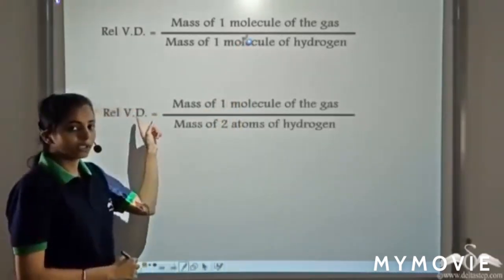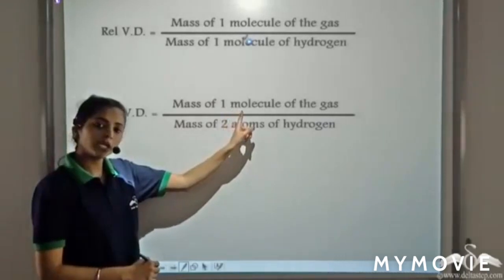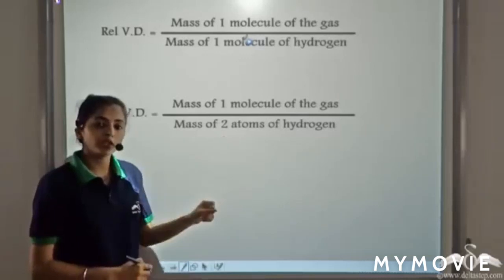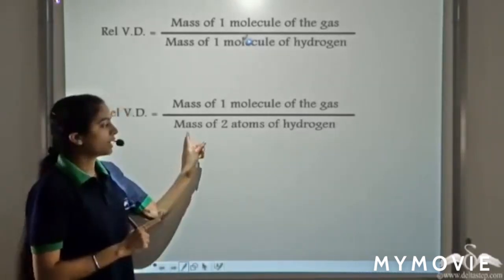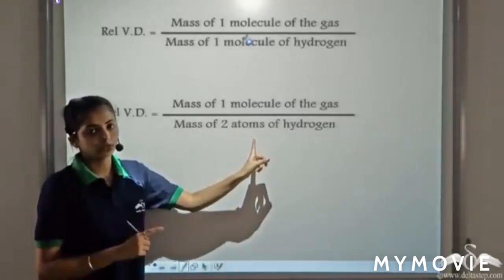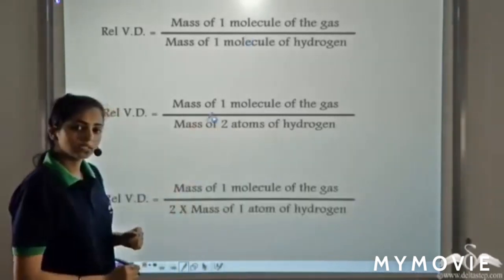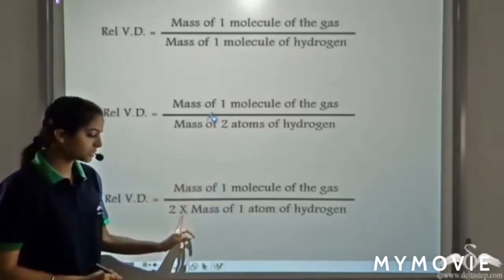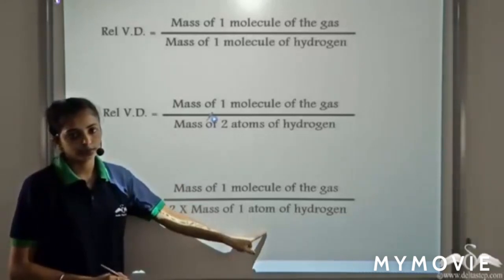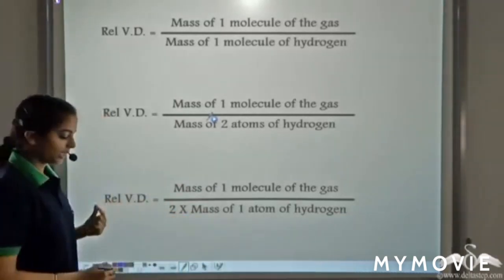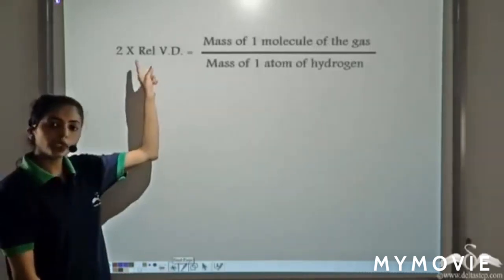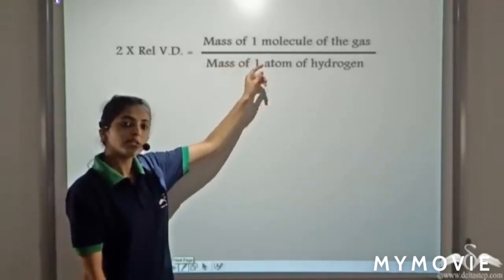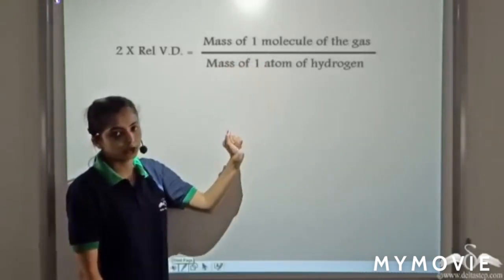So we get the relative vapor density equal to the mass of one molecule of the gas divided by the mass of two atoms of hydrogen, since each molecule of hydrogen is made of two atoms. Now we can also write this as the mass of one molecule of the particular gas divided by 2 times the mass of one atom of hydrogen. When we take this 2 to the other side, we get 2 times the relative vapor density equal to the mass of one molecule of the gas divided by the mass of one atom of hydrogen.